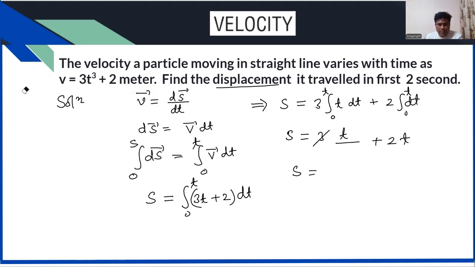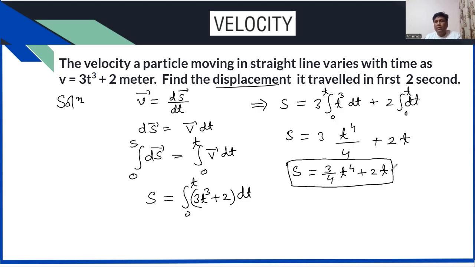So in the question it was actually 3t cube plus 2. So it will be t to the power 4 by 4. So we cannot cancel it now. So the answer is 3 by 4 t to the power 4 plus 2t. So this is the expression of displacement as a function of time. If you differentiate it, again you are going to get this only. Nothing else. You can cross verify also.